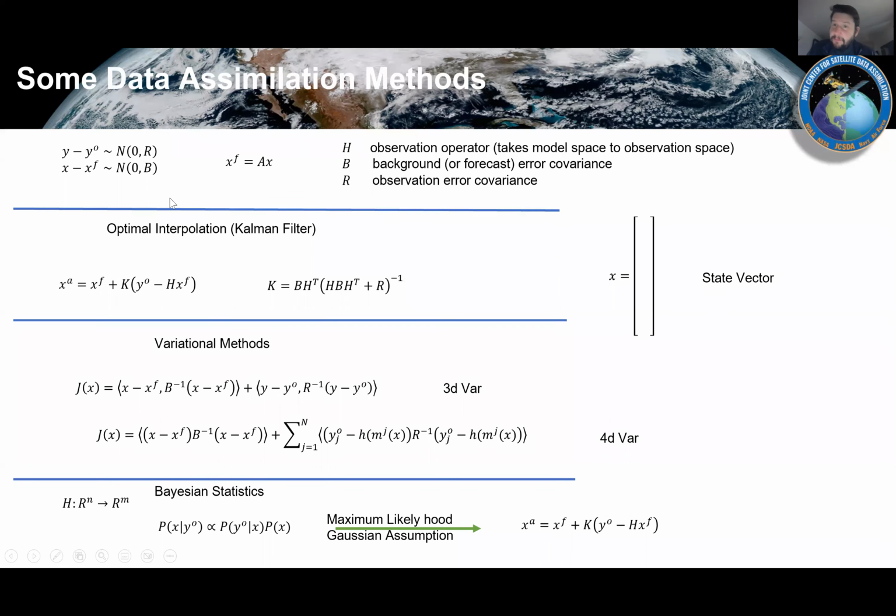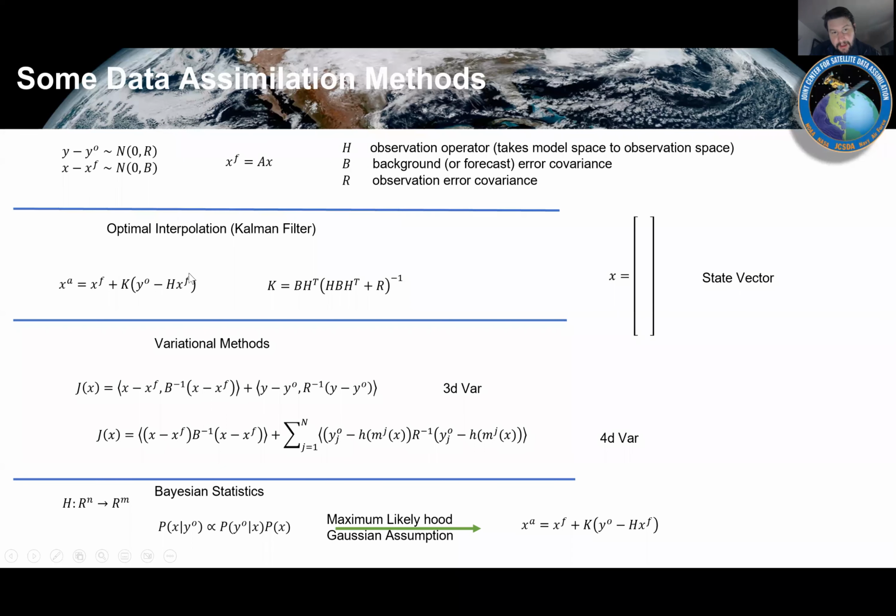but we have some model that forecasts it forward in time. So one very popular form of data assimilation is called optimal interpolation. This is also called the Kalman filter. It's fun to derive, but essentially we have a forecast, we have a Kalman gain matrix, which is really defined in terms of these error covariances and the observation operator itself. And then we have a difference between the observed quantity, Y0, and H times your forecast.